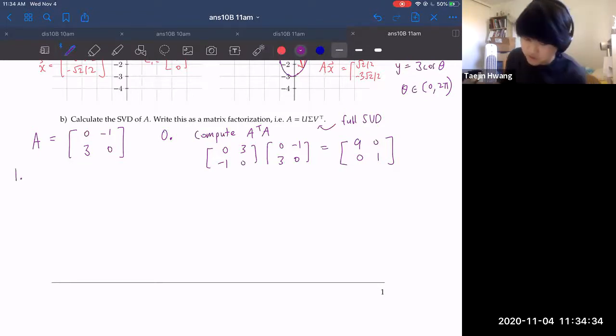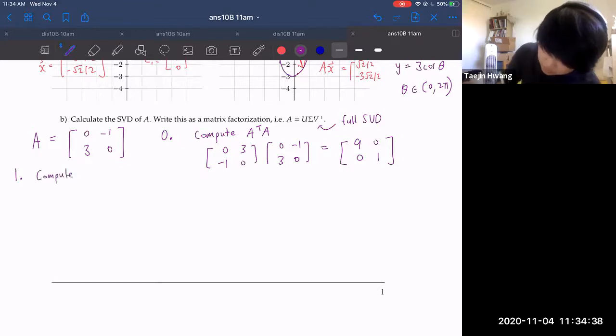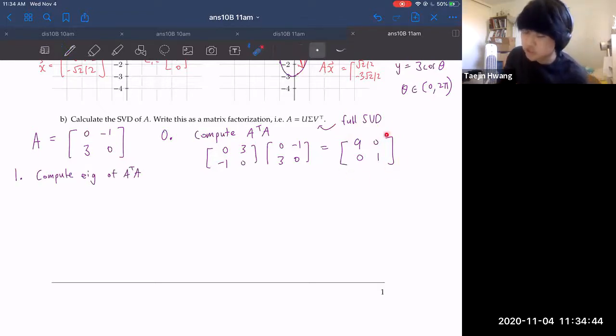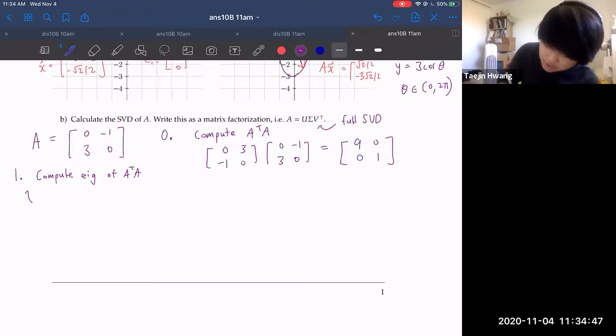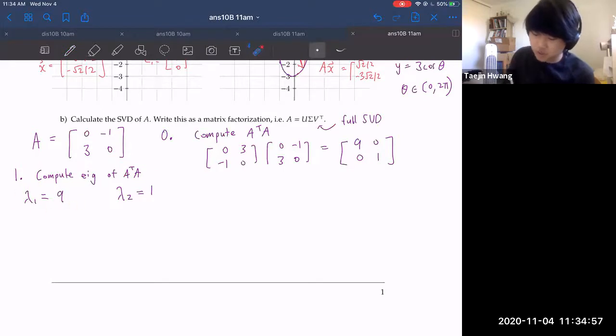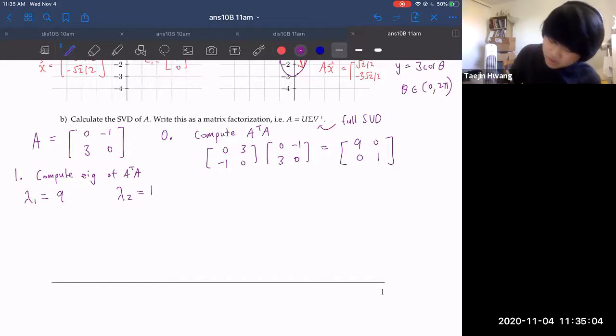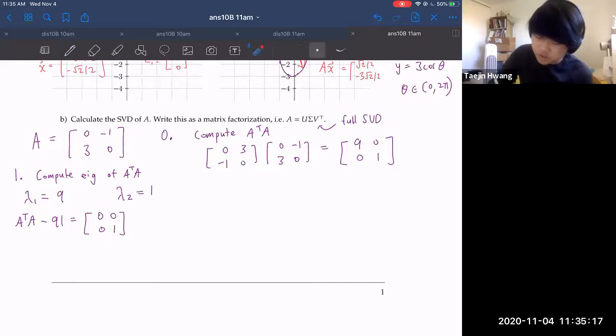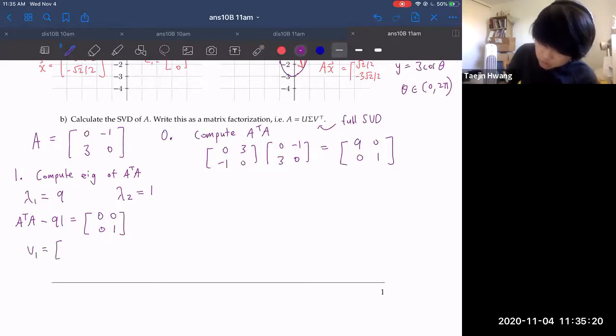Next step is to compute the eigenvectors of A transpose A. Since this matrix is diagonal, we can very easily see that lambda 1 is equal to 9 and lambda 2 is equal to 1. And always, always, always remember to order these eigenvalues from largest to smallest. So 9 is larger than 1, so lambda 1 is going to be 9. And then to compute the eigenvectors, we can look at A transpose A minus 9I, which will then be 0, 0, 0, 1. So the null space of this matrix, we can say that V1 is equal to 1, 0.